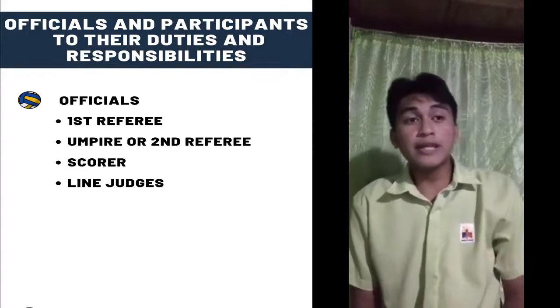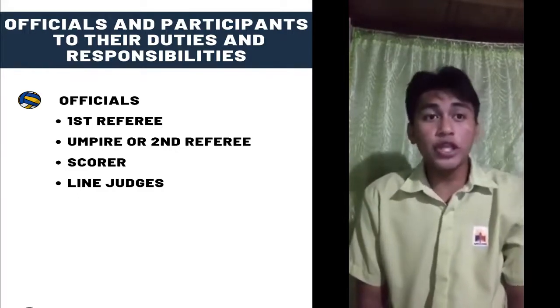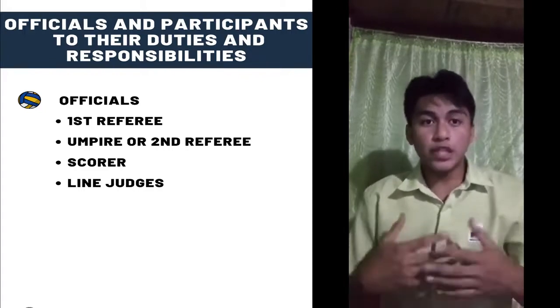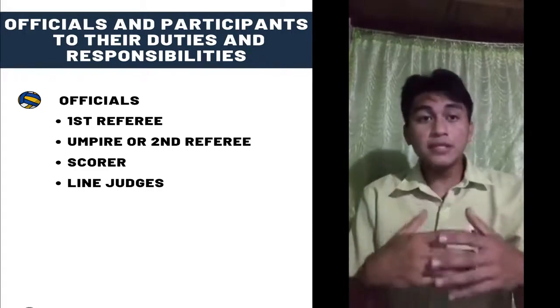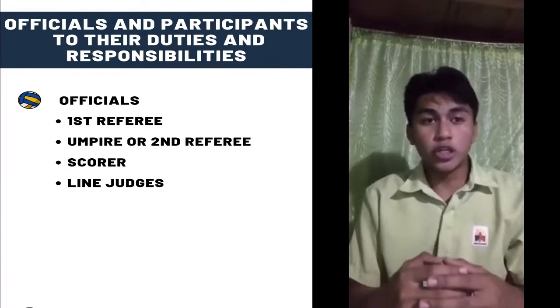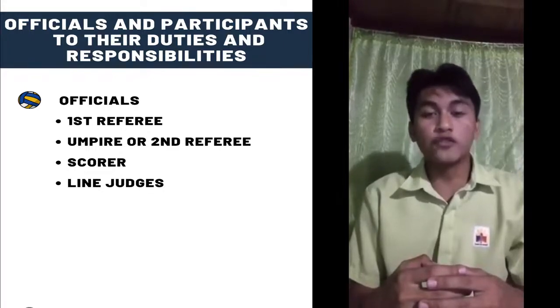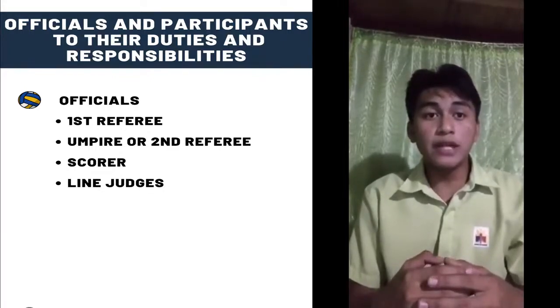The second one is the umpire or the second referee. He stands outside the playing court near the post on the opposite side, facing the referee. He controls the work of the scorer. He is assistant of the first referee in his own range of jurisdiction, but he can replace the first referee if he cannot continue his work.